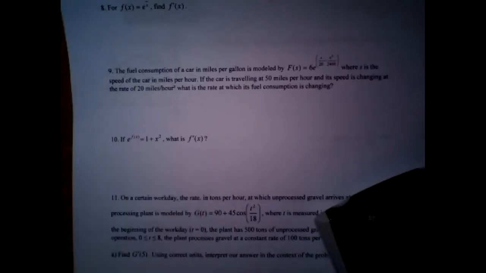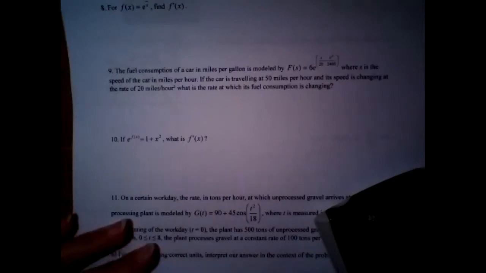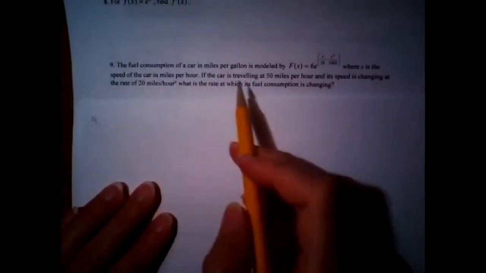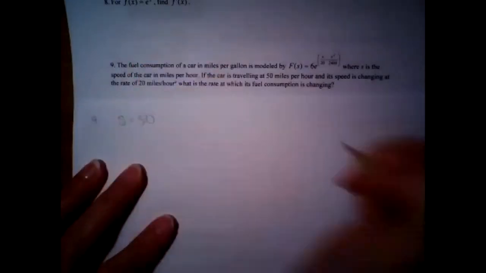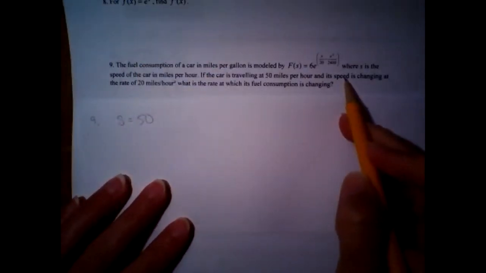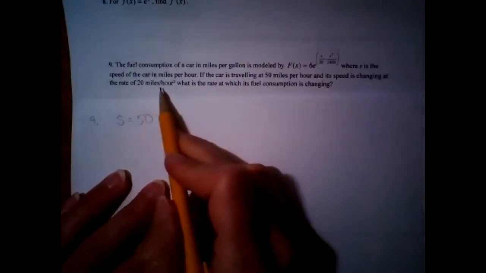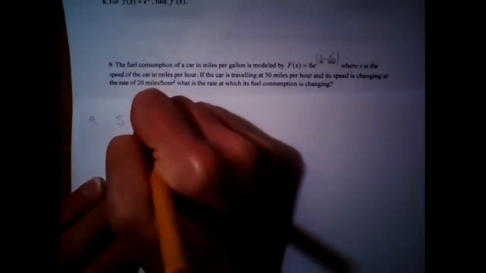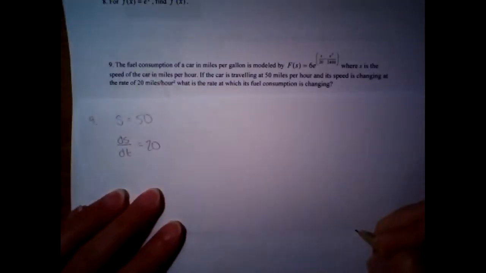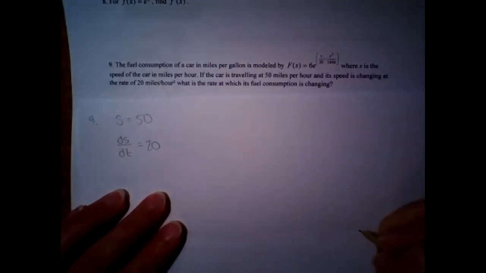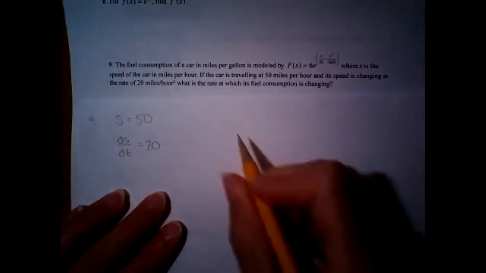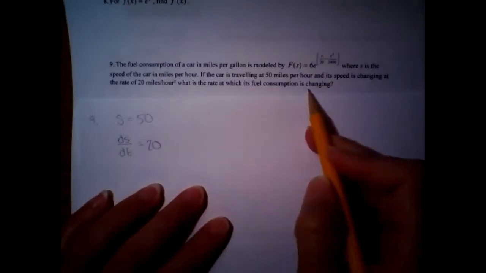There's a lot here. All right, the fuel consumption of a car in miles per gallon is modeled by, and they give you that F of S. So that is the fuel consumption. S is the speed of the car in miles per hour. The car is traveling 50 miles per hour. So they give you that S is 50. And then they tell you the speed is changing 20 miles per hour. So that is ds dt, that's 20. So they give you S and then they give you the rate of change of S, 50 and 20 respectively. What is the rate at which the fuel consumption is changing?